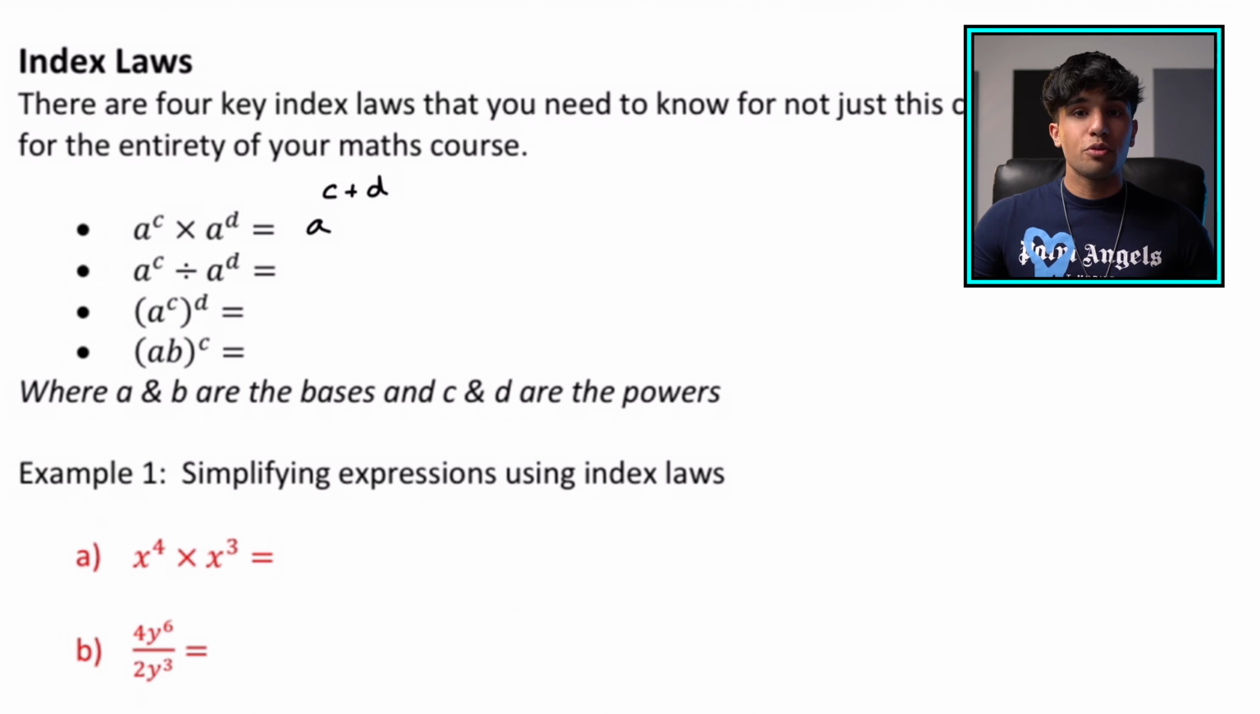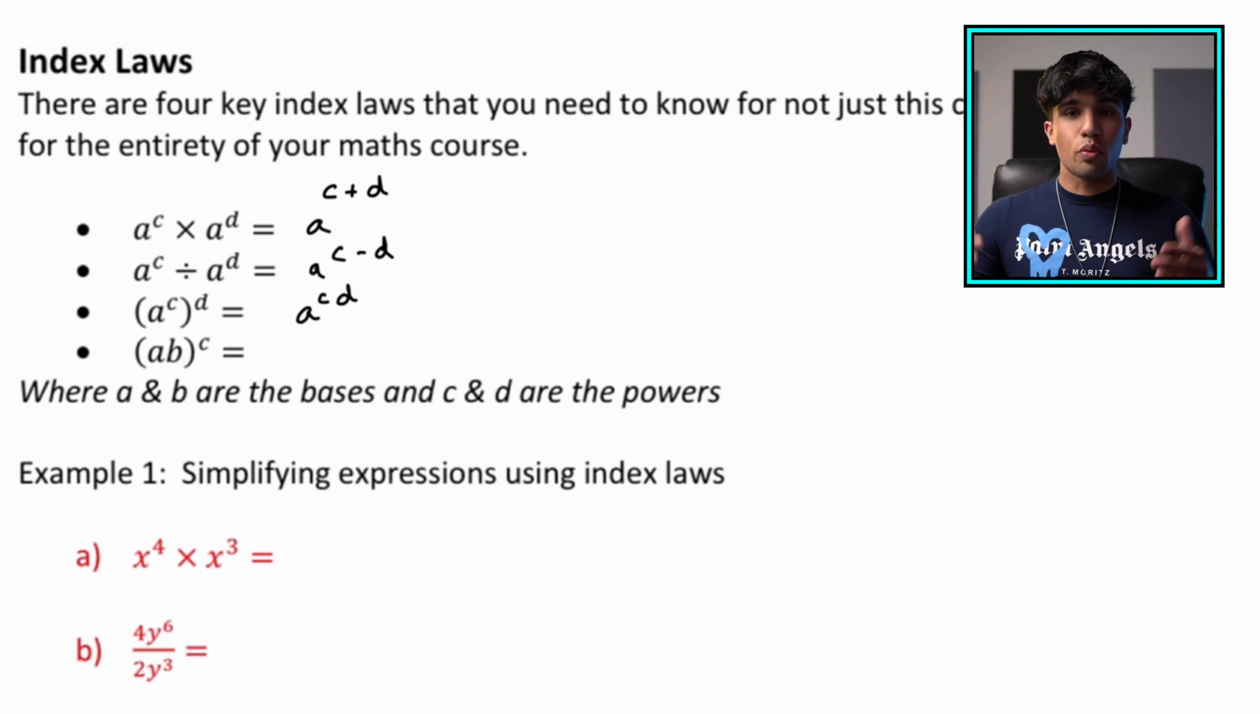When we divide, we do the opposite. Instead of adding our indices together, we're going to subtract them, and we get a to the power of c minus d. When our whole indice is covered by a bracket, and that's raised to the power of another indice, we multiply our indices together. So we get a to the power of c times d.